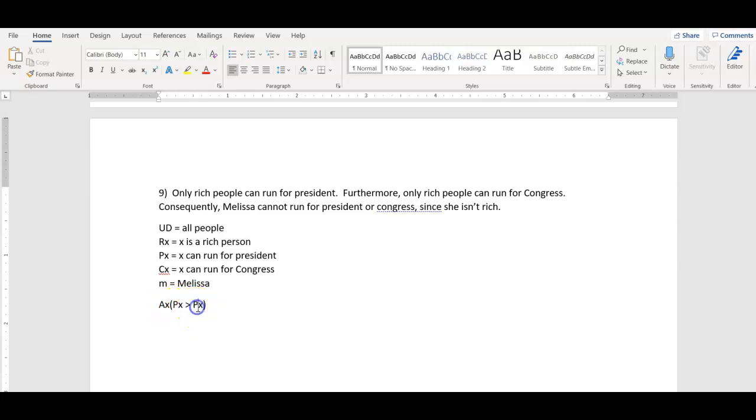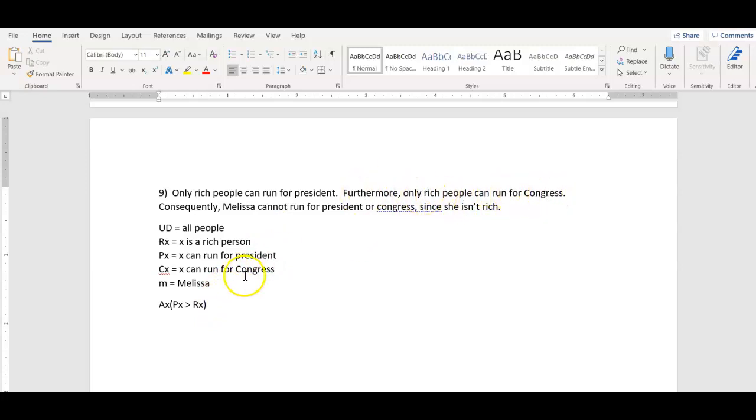So instead of Rx and Px, you've got Px then Rx. So for all x, if x can run for president, then x is rich. That's the same thing as only rich people can run for president. Okay, so don't forget the difference between only and all. Next premise is the same.